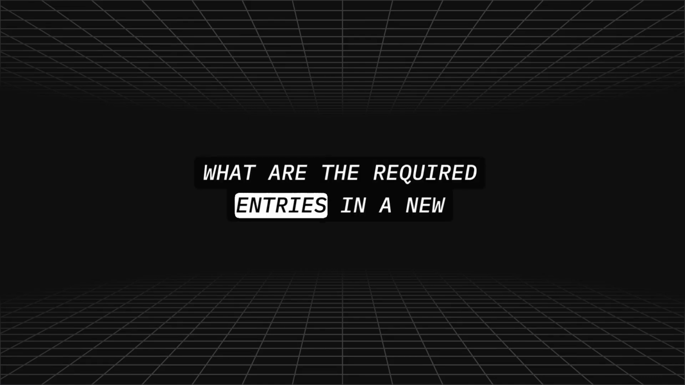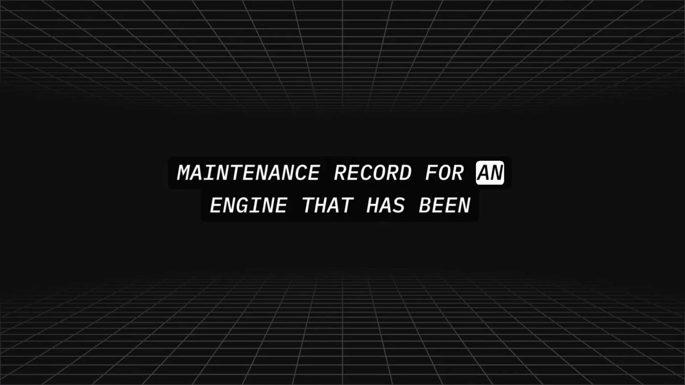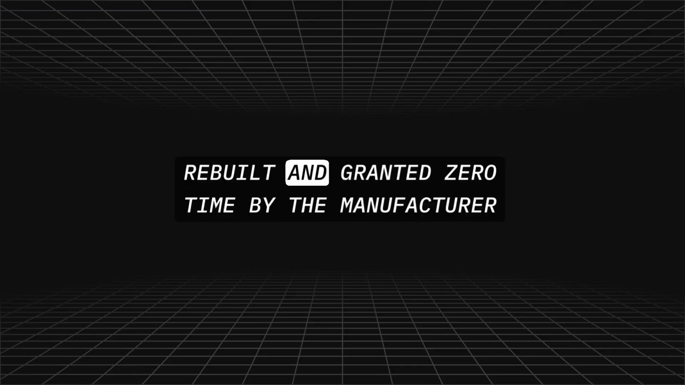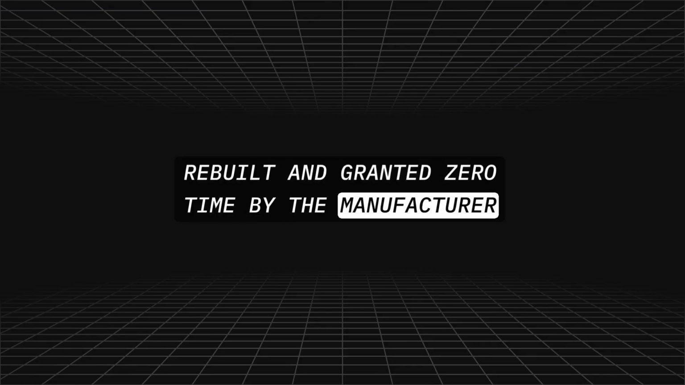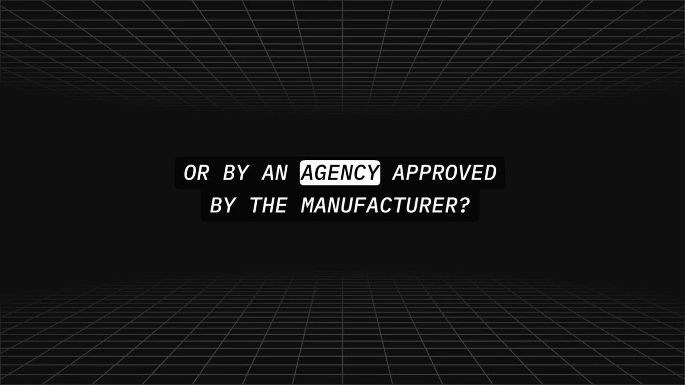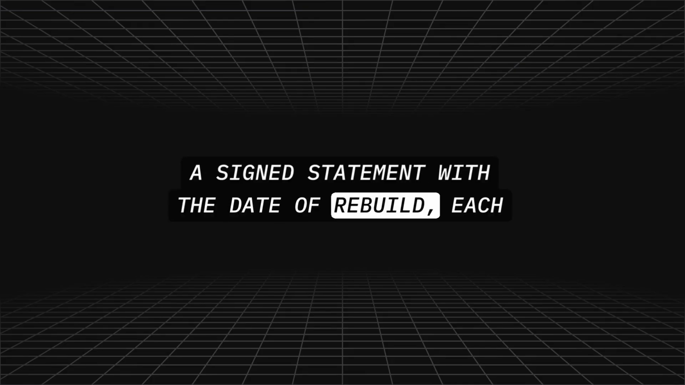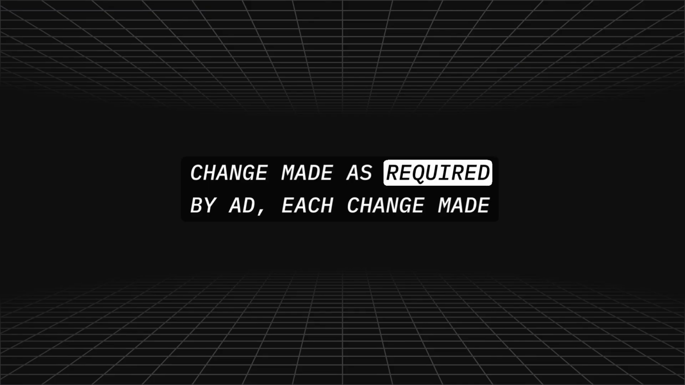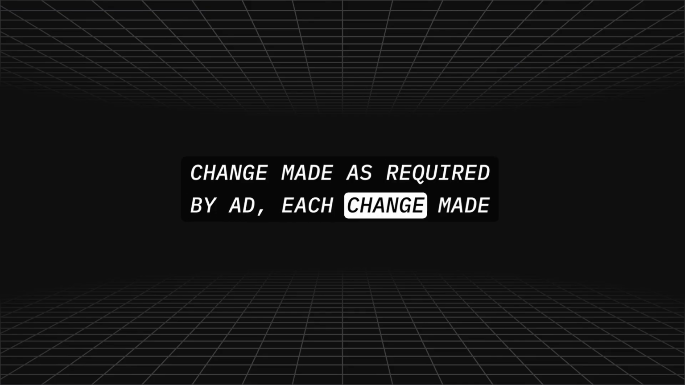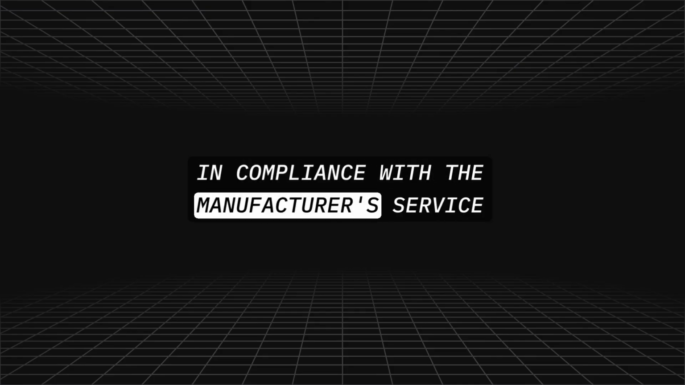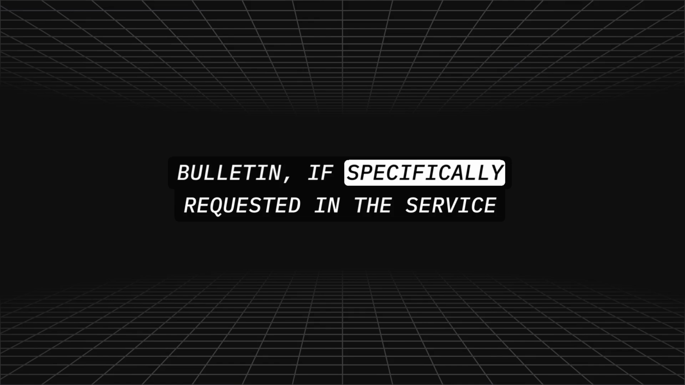What are the required entries in a new maintenance record for an engine that has been rebuilt and granted zero time by the manufacturer or by an agency approved by the manufacturer? A signed statement with the date of rebuild, each change made as required by AD, each change made in compliance with the manufacturer's service bulletin if specifically requested in the service bulletin.